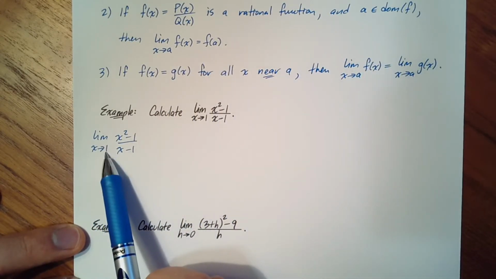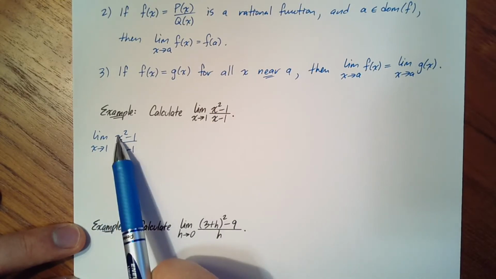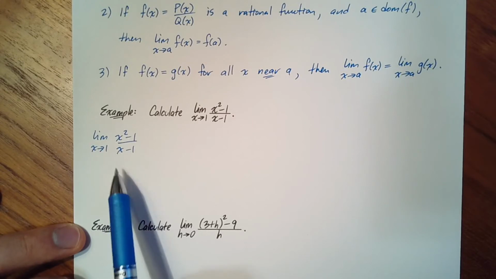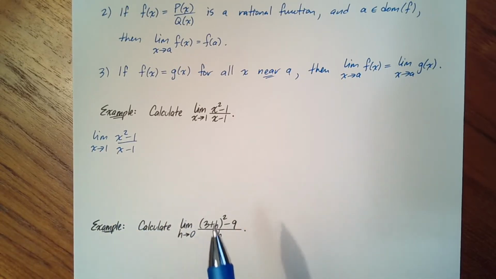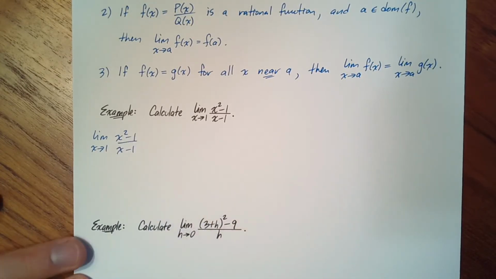What happens if I take 1 and plug it into this function? I'm going to get 1 squared minus 1, which is 0, over 1 minus 1, which is also 0. What it comes down to is that 1 is not in the domain of this function. But it is worth mentioning at this point.